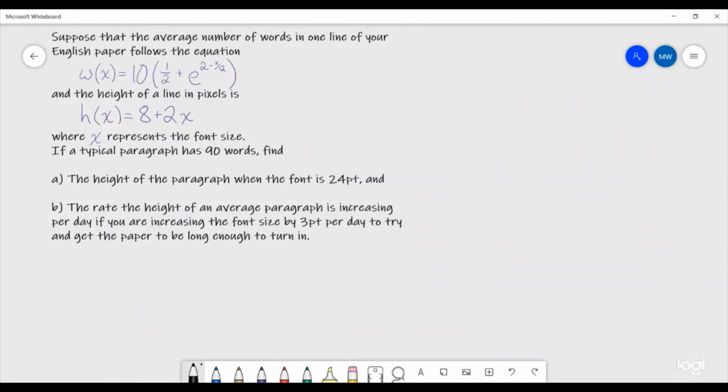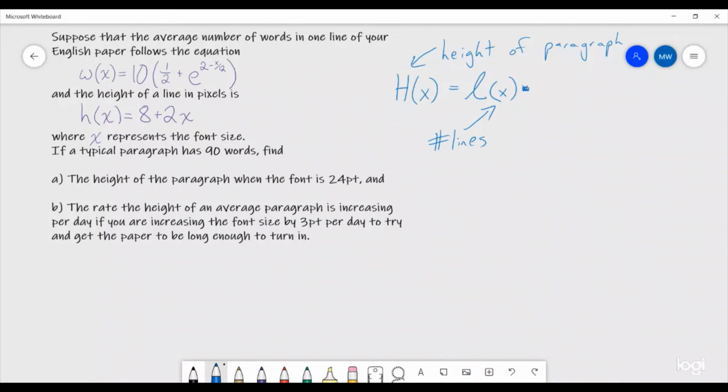So what we can do is we can find an equation that says the height of the paragraph, so H of x, where this is the height of the entire paragraph, is equal to the number of lines, so let's say that that is L, so this is the number of lines, times the height of one line, h of x.